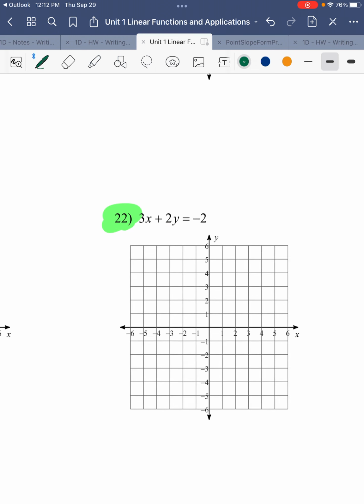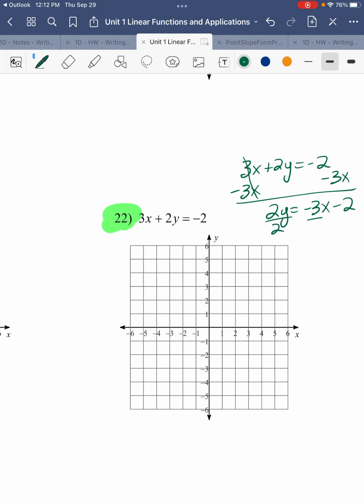Looking at number 22, I am going to get this into slope-intercept form. You can find the x and y intercepts, but I don't think that's as useful as getting into slope-intercept form. So for slope-intercept form, I'm going to solve for y. I'm going to move the x term, so let's subtract 3x and then minus 2. I'm going to divide by 2 to get the y by itself. So it's going to be y equals negative 3 over 2x minus 1.